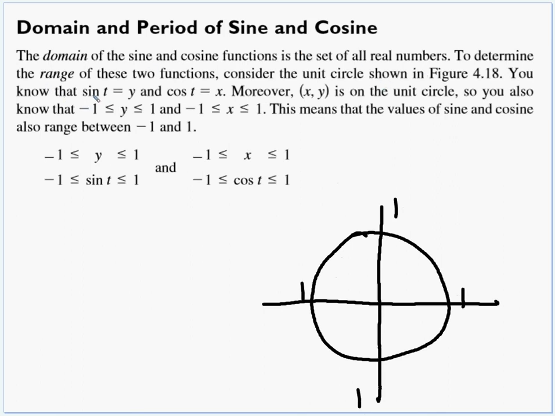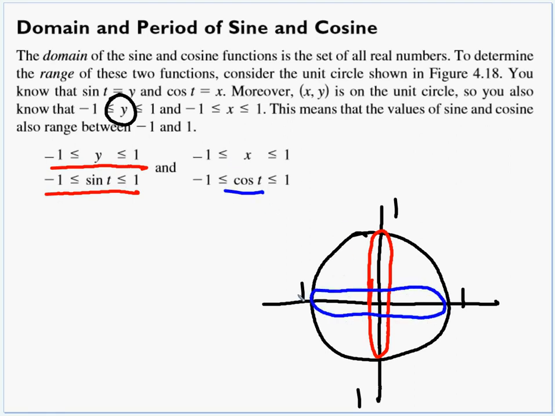So we know that sine is equal to the y-coordinate and cos is equal to the x-coordinate. Moreover, the point x comma y is just a point on the circle. So we now know that the y values will only vary between 1 and negative 1. So here's our y values from 1 and negative 1. So that means our sine values are stuck between 1 and negative 1. And the cosine values pair up with the x-coordinates, so that would be these values. So cos also stays between 1 and negative 1.